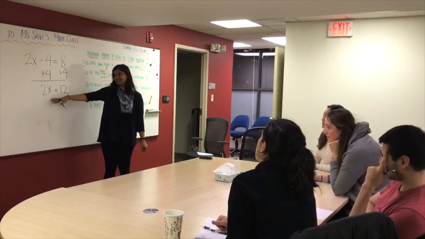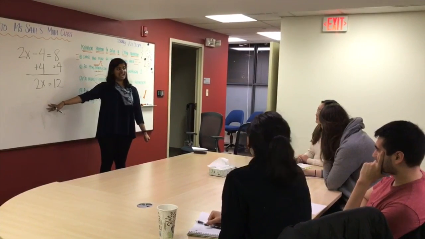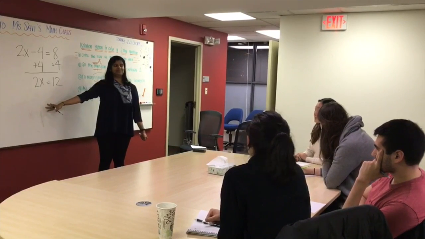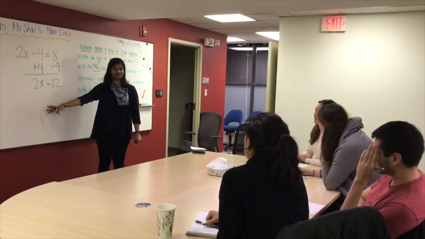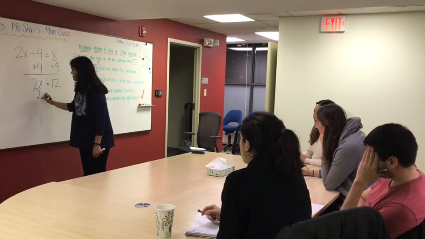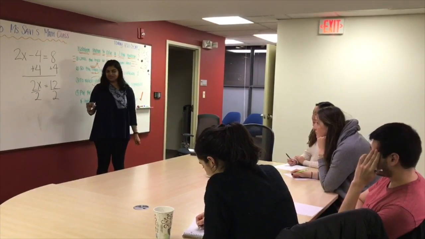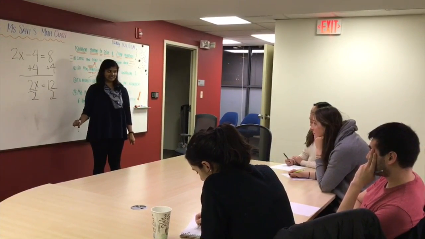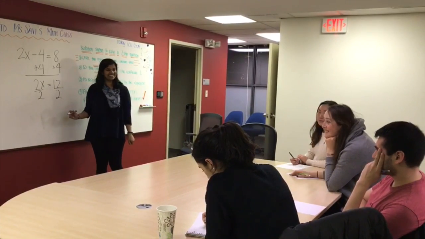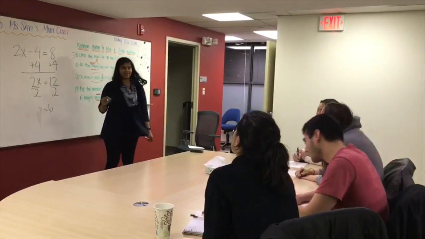So if we want to make the x stand alone, how are we going to do that? Francis, do you have any idea? I guess we would move the 2 to the other side. And how are we going to move the 2? By dividing it. Exactly. So we're going to do 2x divided by 2 and 12 divided by 2. So who knows what the answer is? Romy? Is it 6? It is. X equals 6.